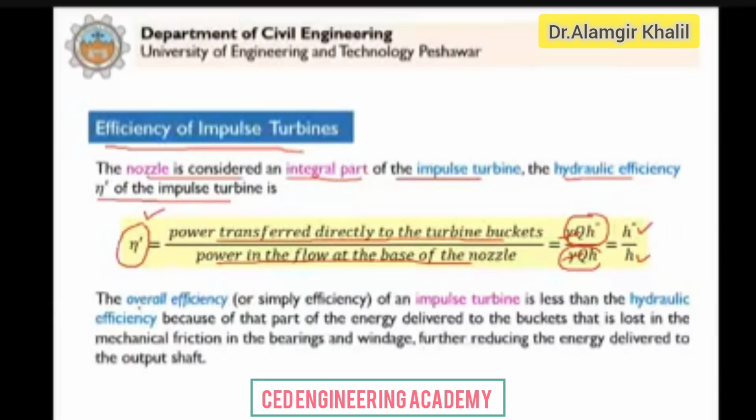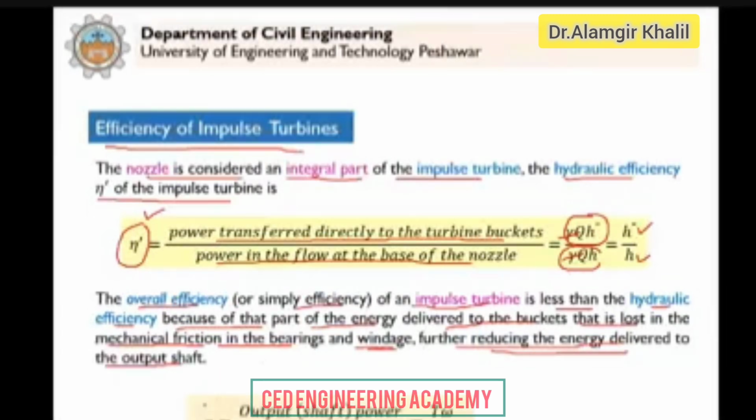Then we have the overall efficiency. The overall efficiency, or simply the efficiency of an impulse turbine, is less than the hydraulic efficiency because of that part of the energy delivered to the buckets that is lost in mechanical friction in the bearings and windage. Because the wheel rotates, there will be bearings, mechanical friction, and also windage. Because the huge wheel rotates, there will be some air effect on it. So it will further reduce the energy delivered to the shaft.